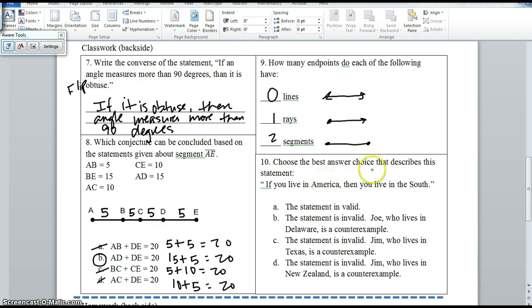Choose the best answer choice that describes the statement. If you live in America, then you live in the South. Okay, so if you live in America, you automatically have to live in the South. I can tell you that is not true, so that's out. The statement is invalid because he lives in Delaware. Okay, well, Delaware is in the north. That works. The statement is not true because he lives in Texas. Well, that's in the South. That's agreeing with this statement. The statement is invalid, Jim, who lives in New Zealand, is a counterexample. Well, New Zealand's not even in America, so we can't even use that. B is the answer.